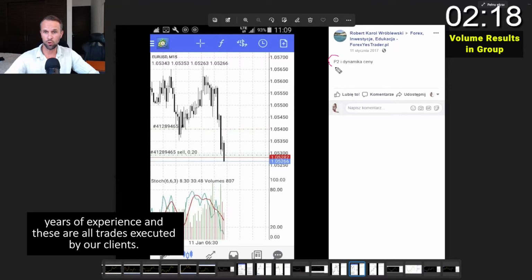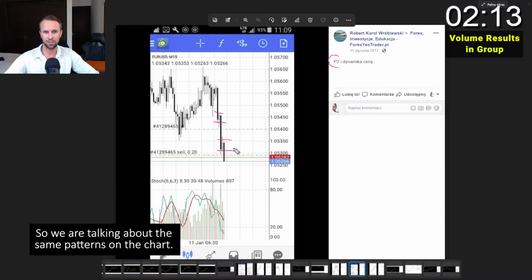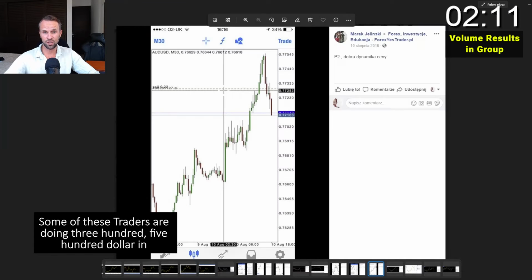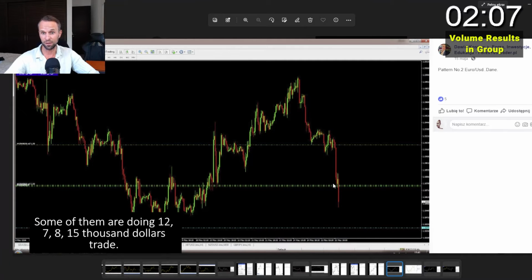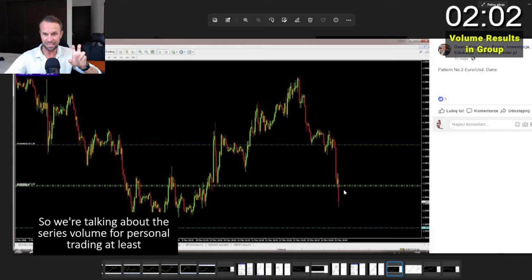And these are all trades executed by our clients. So we're talking about the same patterns on the chart. Some of these traders are doing $300, $500 in a trade. Some of them are doing $7,000, $8,000, $15,000 a trade. So we're talking about serious volume for personal trading at least.